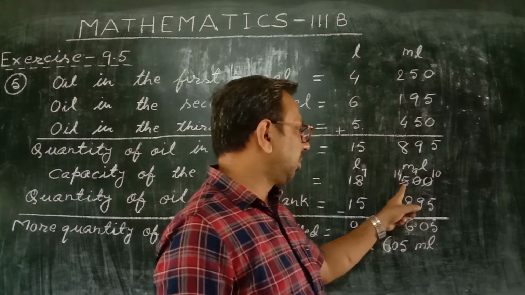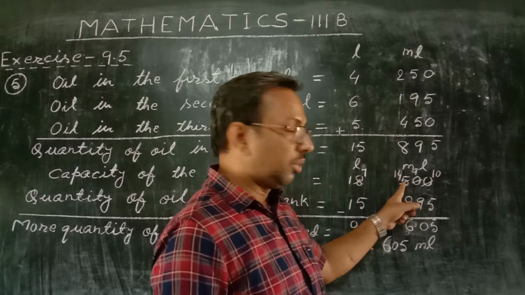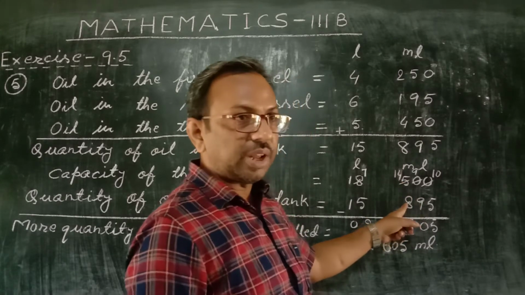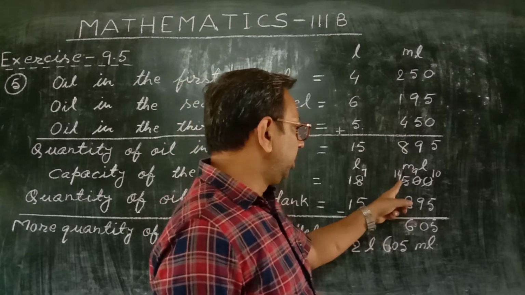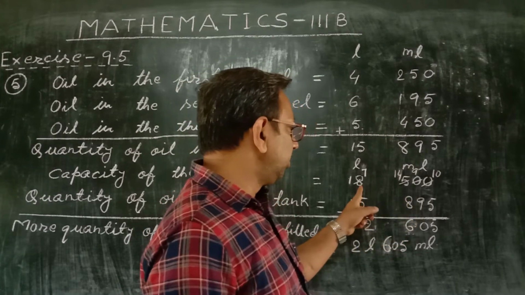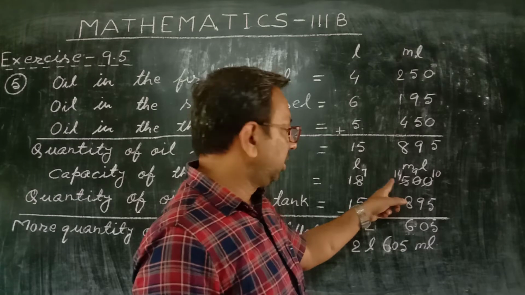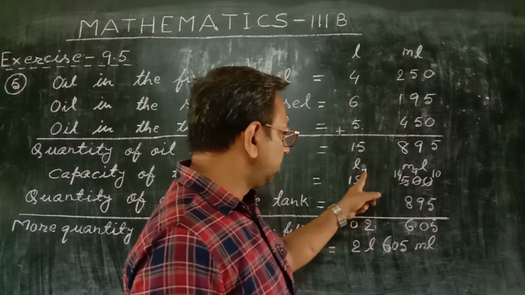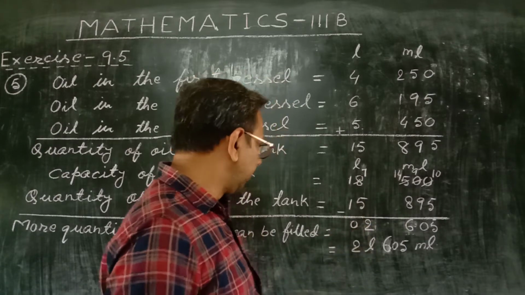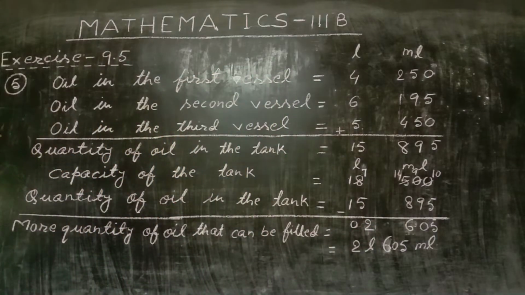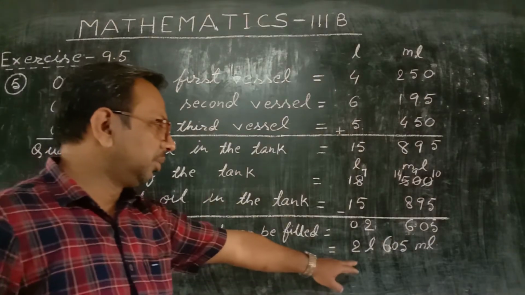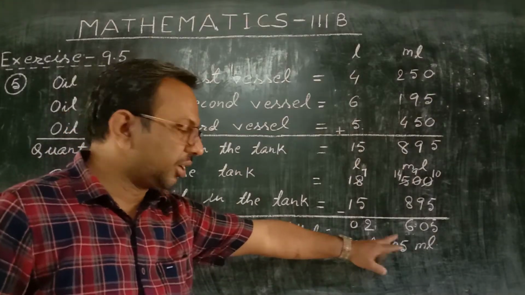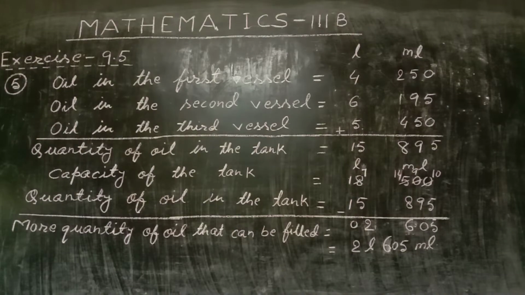14, I took 1 from here. 4 is left. 4 is smaller than 8. So subtraction is not possible. To make it greater than 8, I took 1 from here. So now it became 14 and here 7 is left. 14 minus 8 equal to 6. 7 minus 5 equal to 2. So the more quantity of oil that can be filled in the tank equal to 2 liter 605 milliliter.